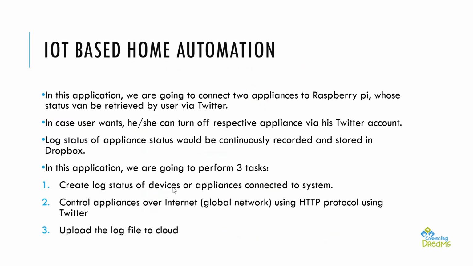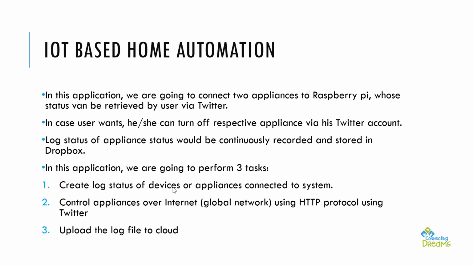Now in this application, we are going to connect two appliances to Raspberry Pi whose status can be retrieved by the user via Twitter. In case the user wants, he or she can turn off the respective appliances via his Twitter account. The log status of the appliances could be continuously recorded and stored in the Dropbox data server.